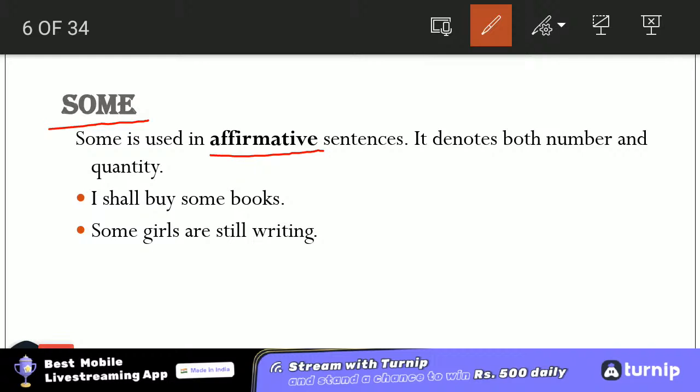So the very first is when some is used in affirmative sentences and it denotes both number and quantity. Some means a few, a little. For example, I shall buy some books, some girls are still writing. These sentences are positive. Not is not used in these sentences. So in a sentence where not is not used, we use some, and some represents both the number and the quantity.